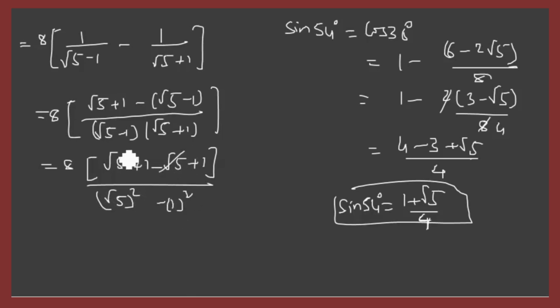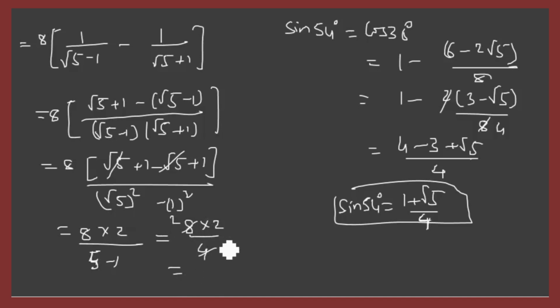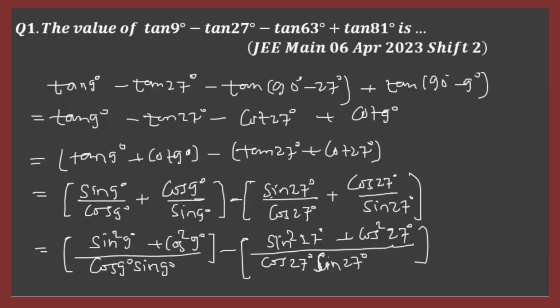So here root 5 and root 5 get cancelled. So we get 8 into 2 divided by 5 minus 1. So this is 8 into 2 divided by 4. Now cancel this out, so we get 2 into 2, 4, right? So the answer for this question is 4.